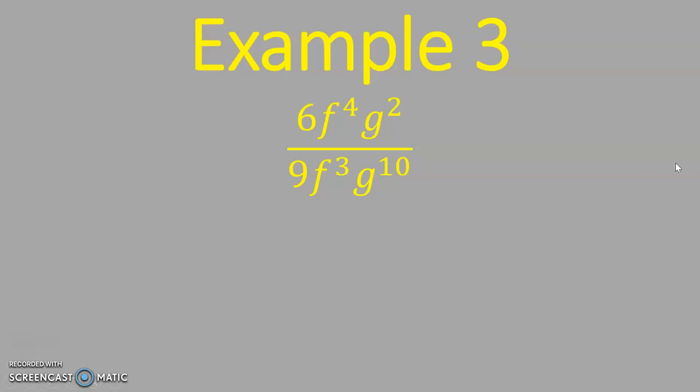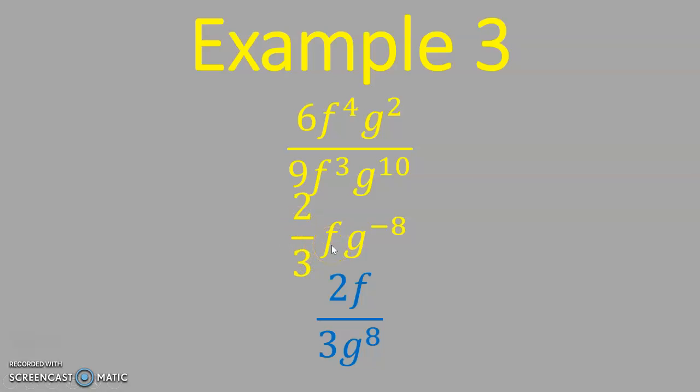Okay, when you're dividing, again, for the coefficients, there's no new rule. You just do what you've always done. So 6/9 is 2/3. And otherwise, you subtract if you have the same base. So 4 minus 3 is 1. Again, we don't write the 1. 2 minus 10 is negative 8. Okay, so we have a negative exponent. So remember what to do there. That goes to the bottom. So notice you already had an established fraction, the 2/3.